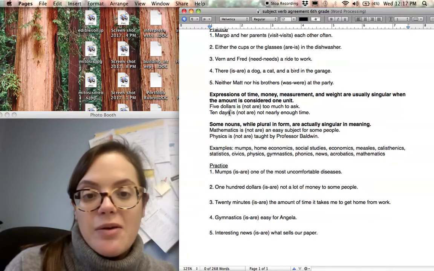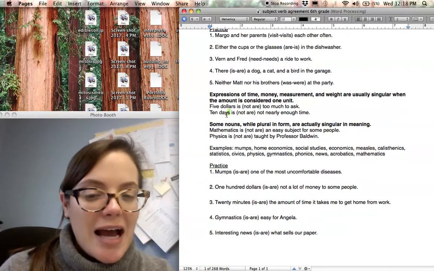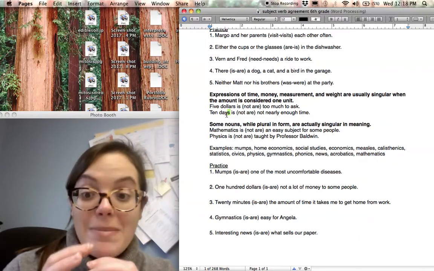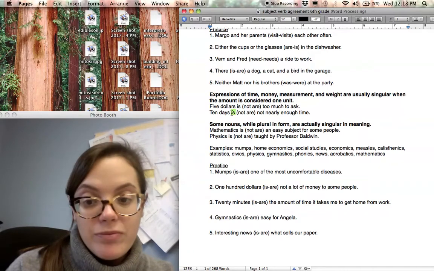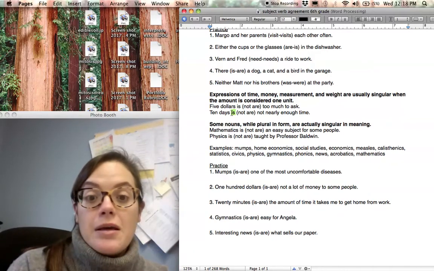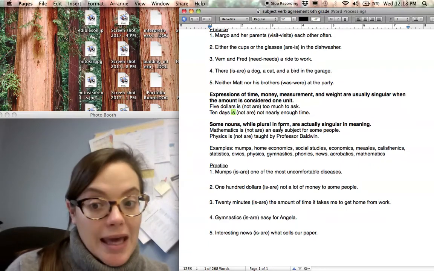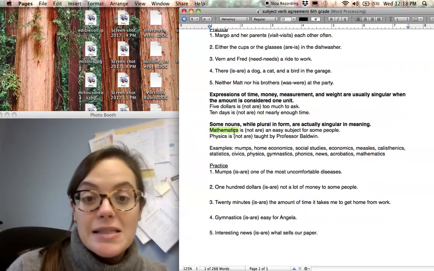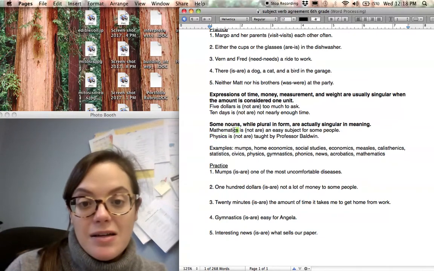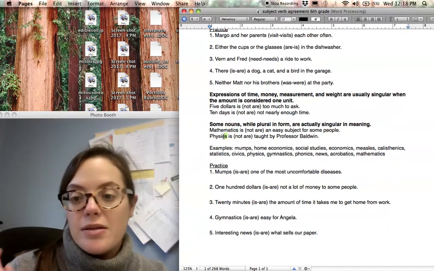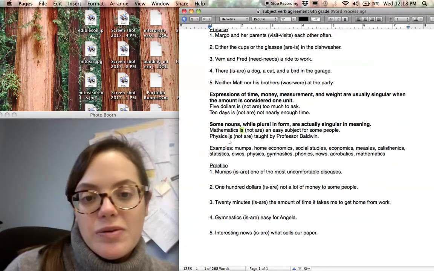Same thing with this next one, 10 days. I've got my S on the end, but it's not actually plural. I'm talking about an amount, so it's going to be singular, and I'm going to choose is, not are. Now, similarly, some nouns look plural but are actually singular in meaning. So mathematics, physics. Even though they've got that S on the end, I'm just talking about one subject, mathematics or physics, so I want to choose singular verbs for these.